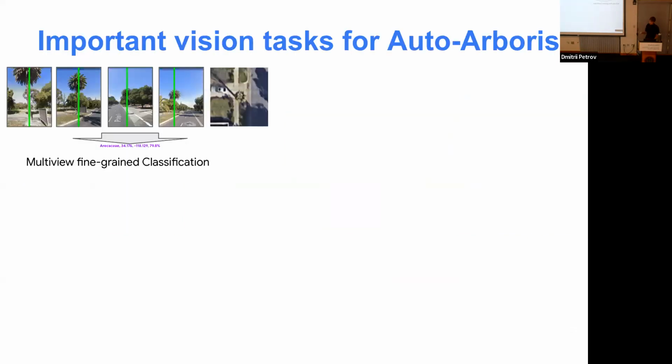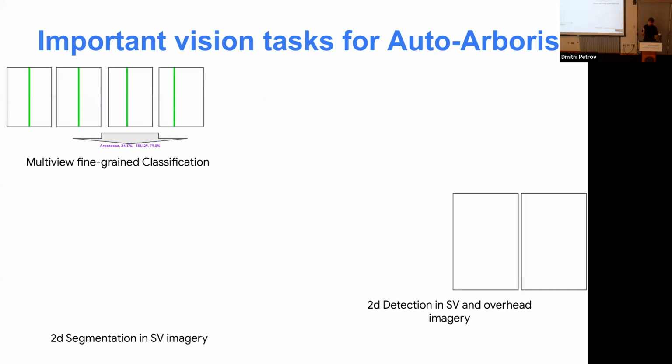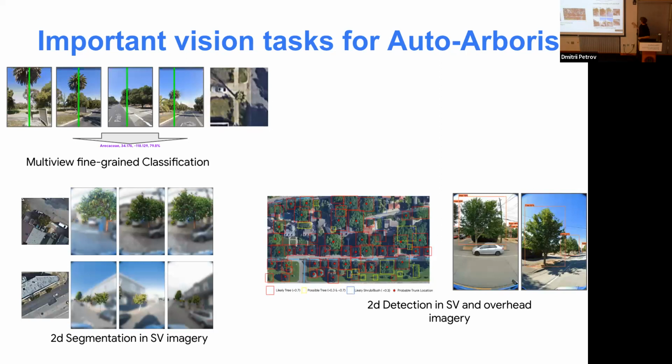So important vision tasks: trying to do better with this multi-view classification is still an open problem. Also trying to do better 2D segmentation in Street View imagery. The big majority of reason for this is so that it's easier for us to release more data without having to explicitly pay for a human to verify the blur on every single image. And then we also want to improve our two-dimensional detection in both Street View and aerial imagery.